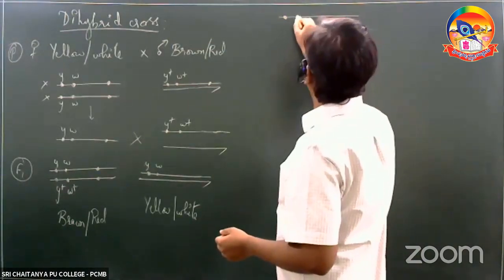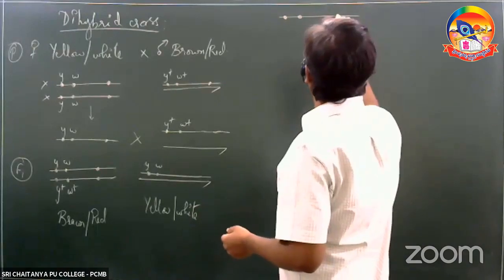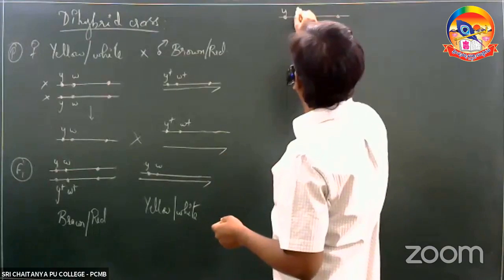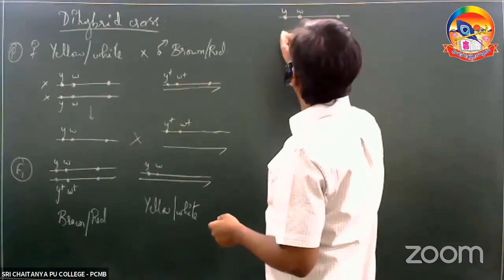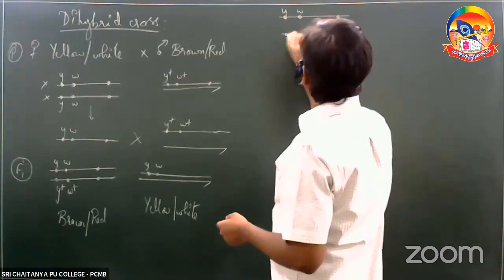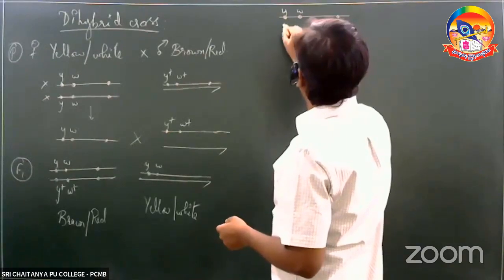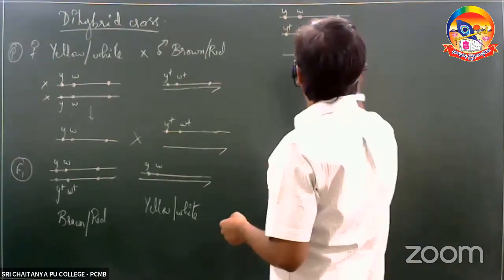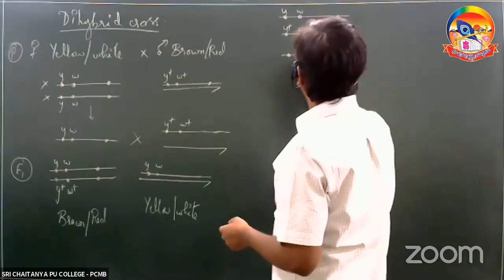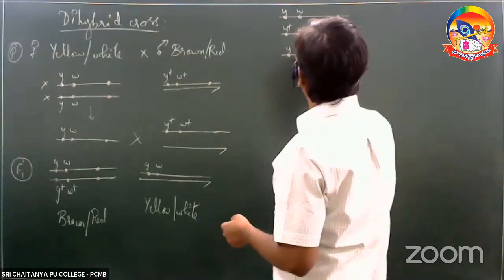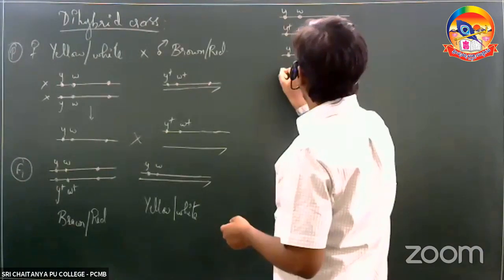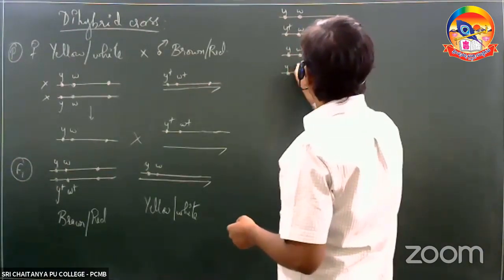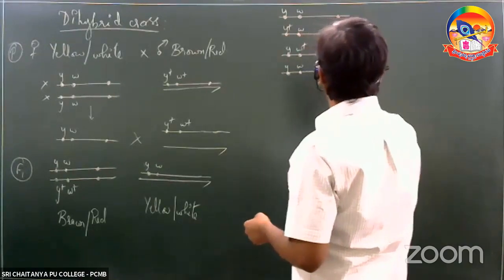This is with regards to the first gamete, which is formed in the case of females. The first gamete would be YW. The second gamete would be Y plus W. The third gamete here would be YW plus, and the fourth gamete here would be Y and W.